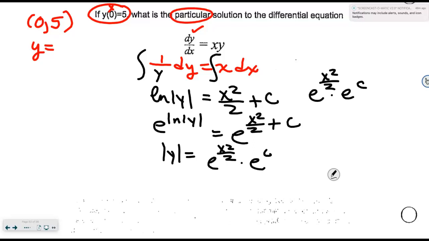Because e to any constant is a what? It's a constant. So I usually will go like that. Sometimes they'll replace it with a k or a c sub 2. It's fine if you just want to keep it as Carl the constant going all the way through. So this is what I have: C e to the x squared over 2. What did I say you do with the absolute values?